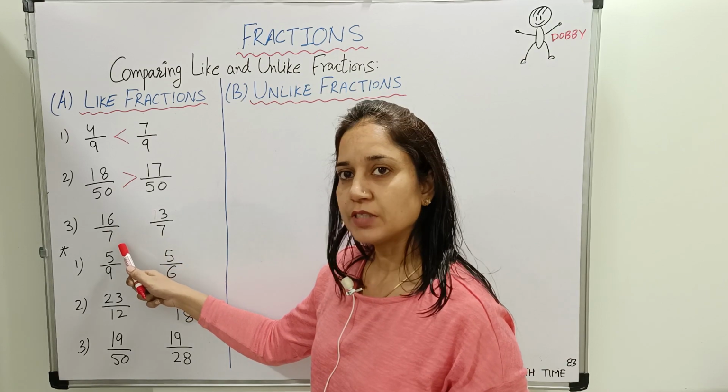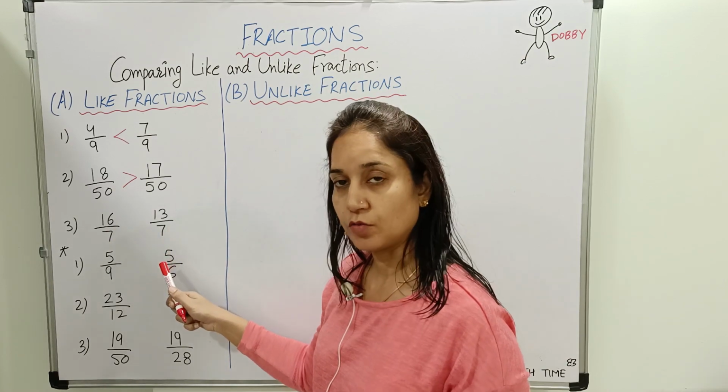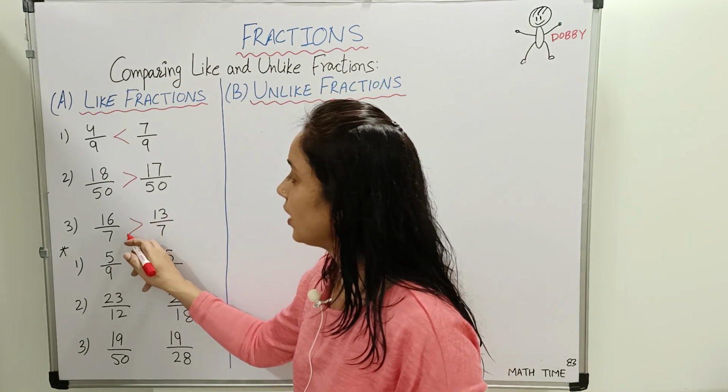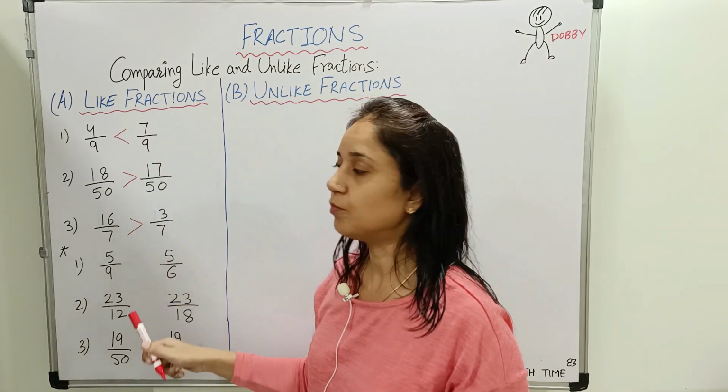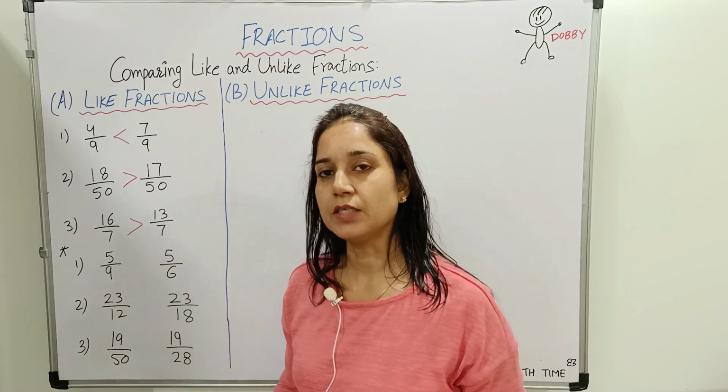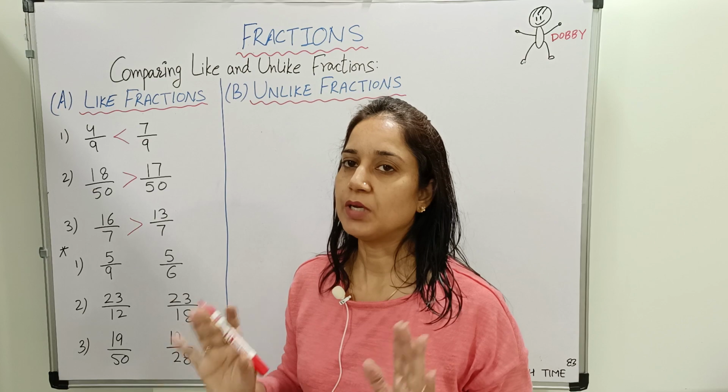16 parts out of 7 or 13 parts out of 7. Which numerator is greater? 16. So when we have like fractions, that means when we have the same denominator, we just have to see the numerators. Bigger numerator is the bigger fraction.